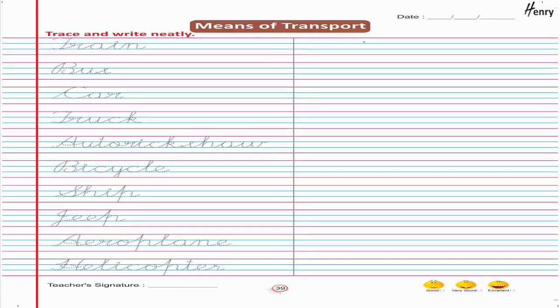Means of transport. Trace and write neatly. Train, bus, car, truck, auto rickshaw, bicycle, ship, jeep, aeroplane, helicopter.